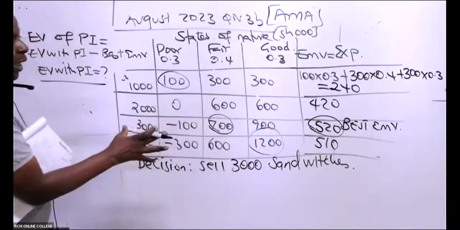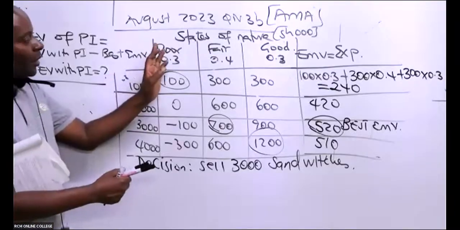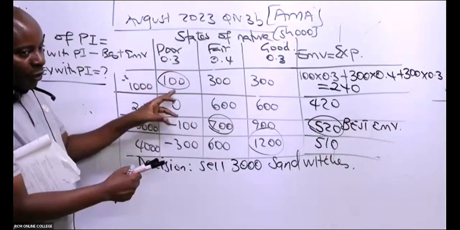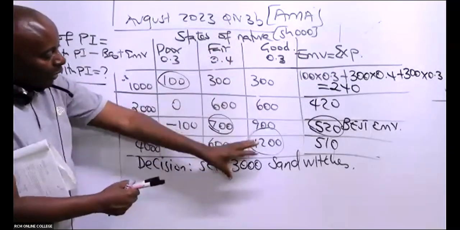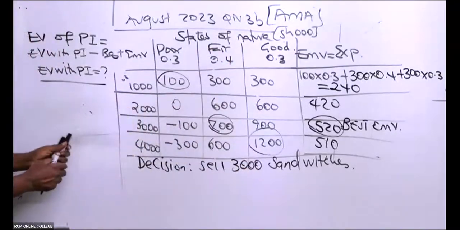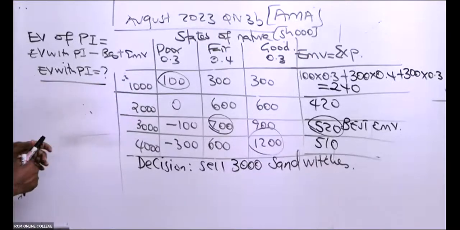Because this expert has been able to estimate and tell us that the state of nature to prevail will be poor, I go to poor and select the highest. I go to fair, I select the highest. I go to good, I select the highest. With that, I should be able to attach probabilities to them to get the expected value with PI.